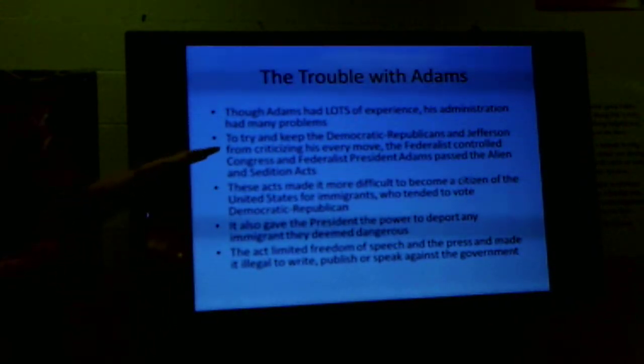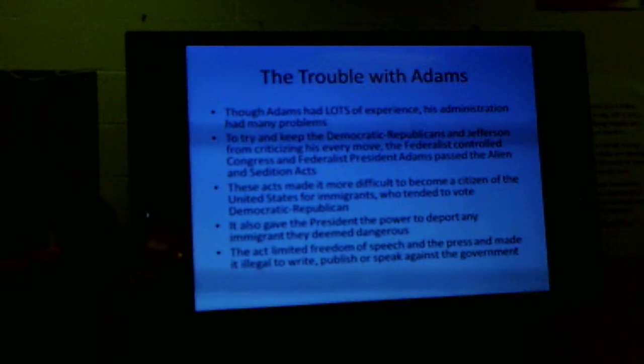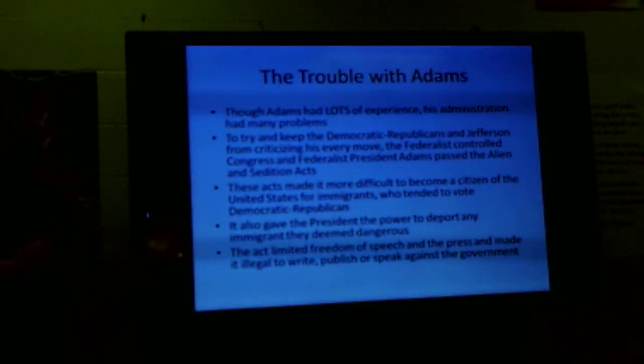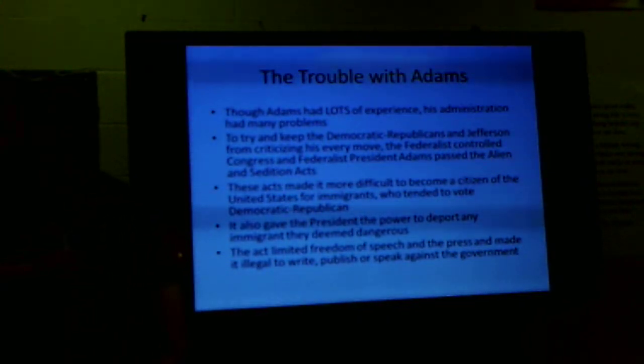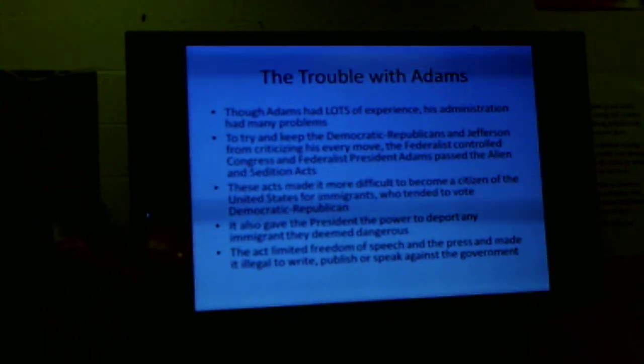But to try to keep the Democratic Republicans and Jefferson from criticizing his move, first of all, he had control of Congress, so he was able to do a lot of things. And first and foremost, he passed the Alien and Sedition Acts. These acts made it more difficult for immigrants to become citizens of the United States. So it made it harder to become a citizen.